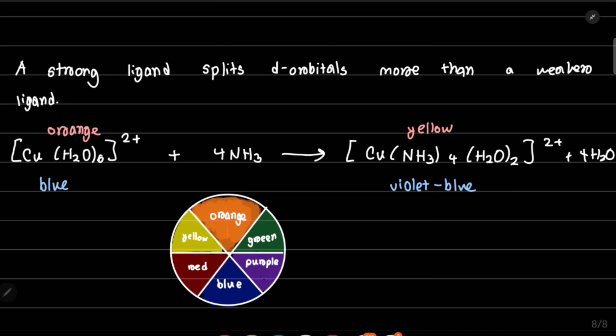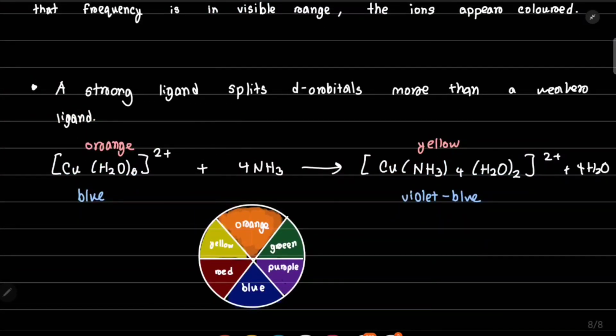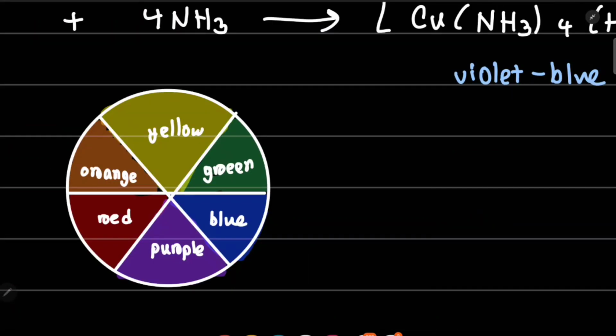So how you use this table is basically look at what color it absorbs. So in case it absorbs red, the color will be the opposite to it. So if it absorbs red, the color will appear to be green, and vice versa. If it absorbs green, it will appear to be red. If it absorbs purple, it will appear to be yellow. If it absorbs blue, it will appear to be orange. This is a better representation.